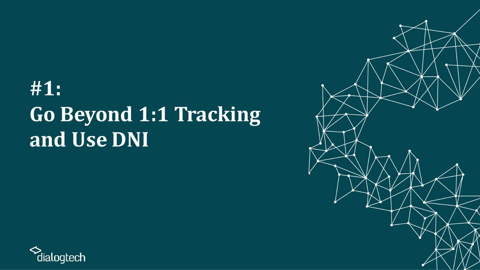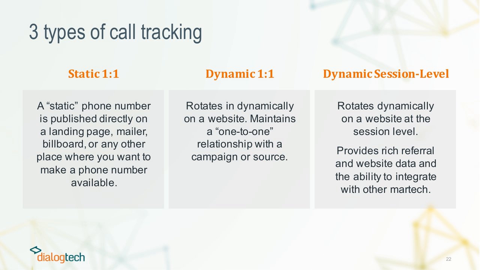So the first section we're going to take a look at is going beyond one-to-one tracking and using DNI. DNI is dynamic number insertion. When we talk about call tracking, it's important to understand the different levels of granularity at which you can track calls, and how you implement that call tracking, right? And so we've broken it up into 3 sections here. Static one-to-one, dynamic one-to-one, and then dynamic session level. So really there's 2 pieces there, whether it's static and whether it's session level.